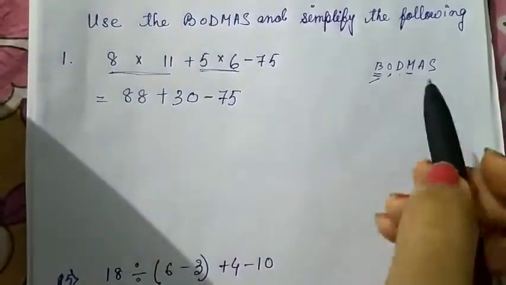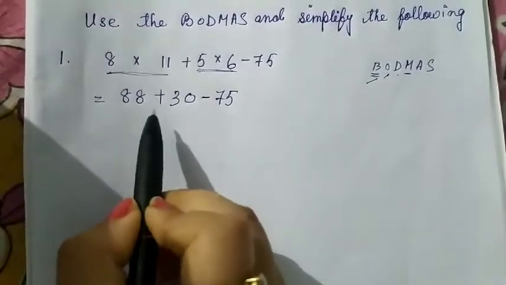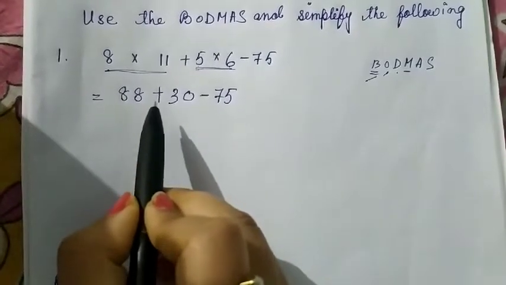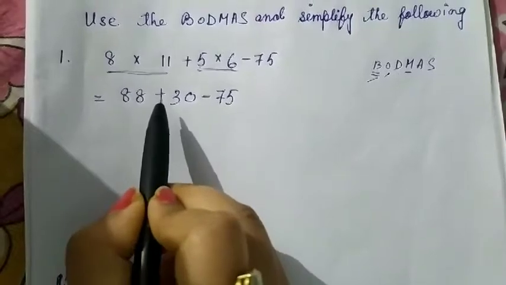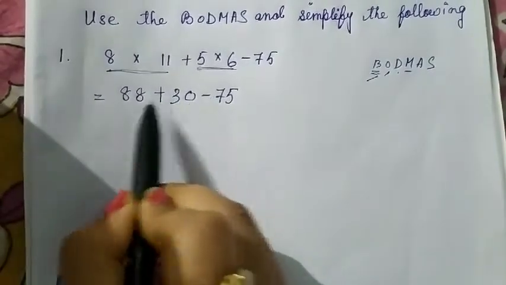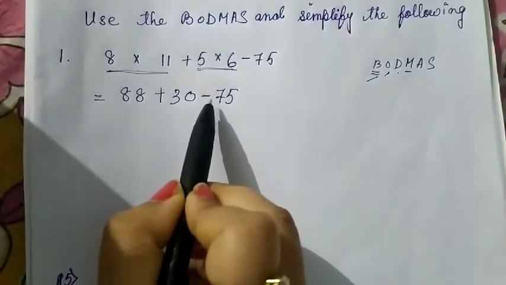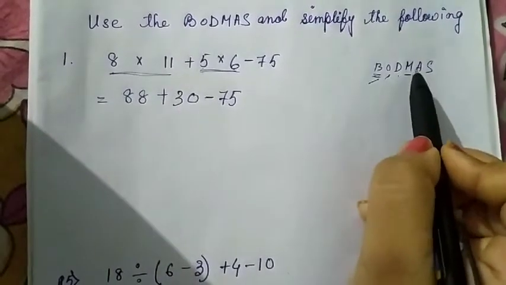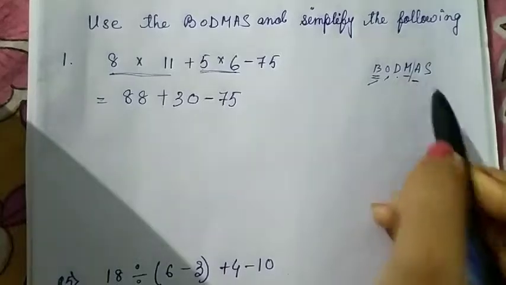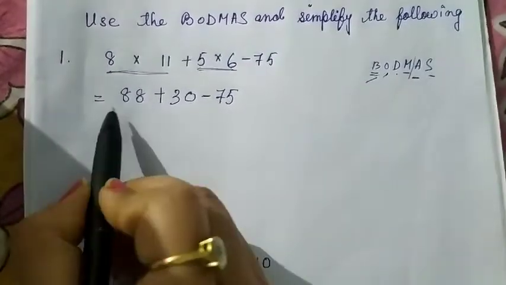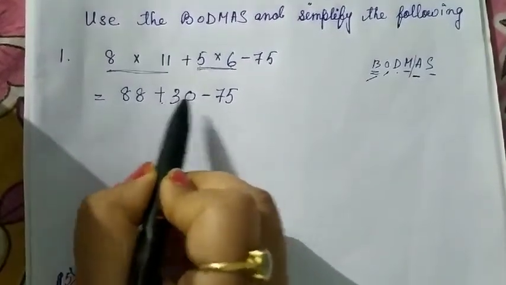Now what are the signs here? One is positive, another one is negative, isn't it? Plus and minus are given here. So up to multiplication my part is completed. Next the addition part will come, then subtraction.